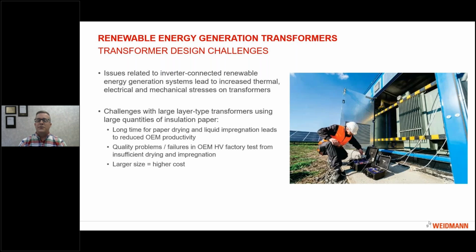And then finally, too, getting bigger in size. These transformers are also not only larger in size, but also higher in cost. So these are all the challenges.